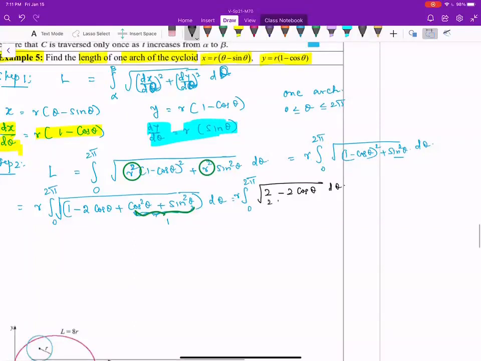In this, you can write 2 times (1 minus cosine theta). But the 2 is within the radical, so you can pull root 2 outside. So you'll have r times square root of 2, then the integral 0 to 2 pi of the square root of (1 minus cosine theta) d theta. Now, if you keep the integral as is, it's hard to integrate. So we have to again use some trig identity which helps us write it the way we want.